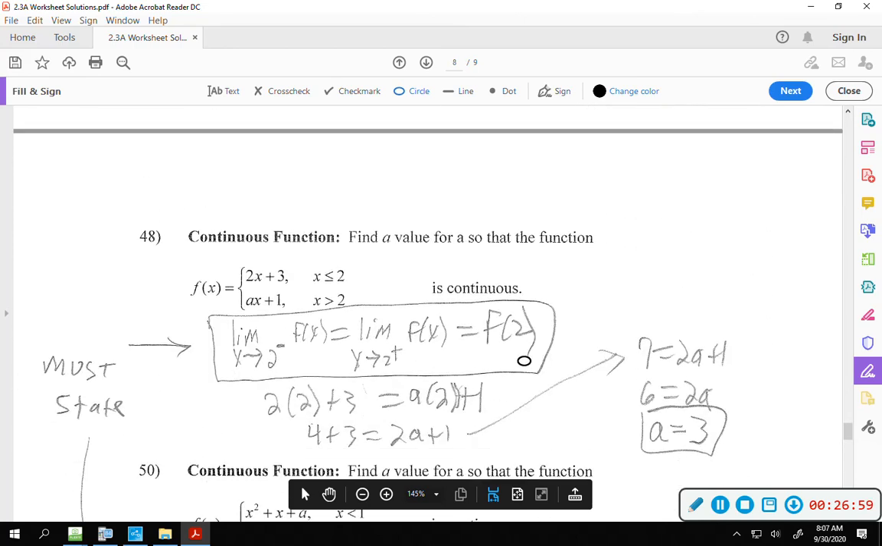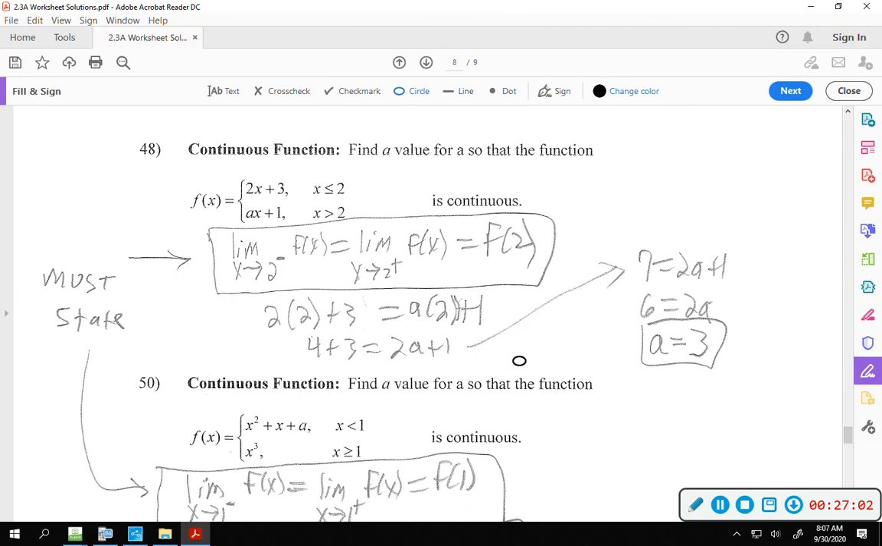48. Find a value a so that the function is continuous at x equals 2. Okay?